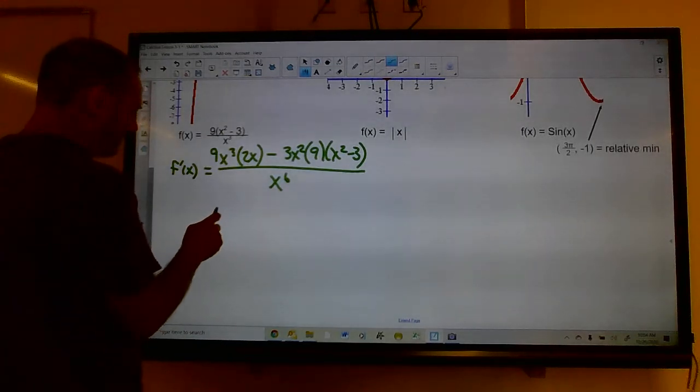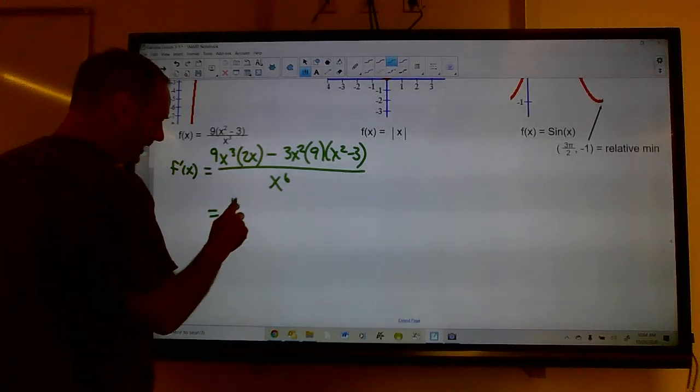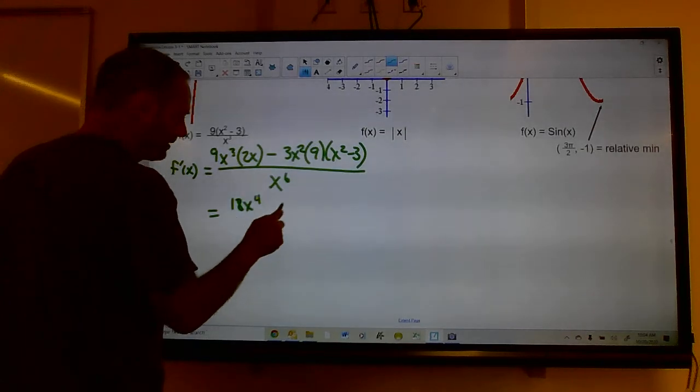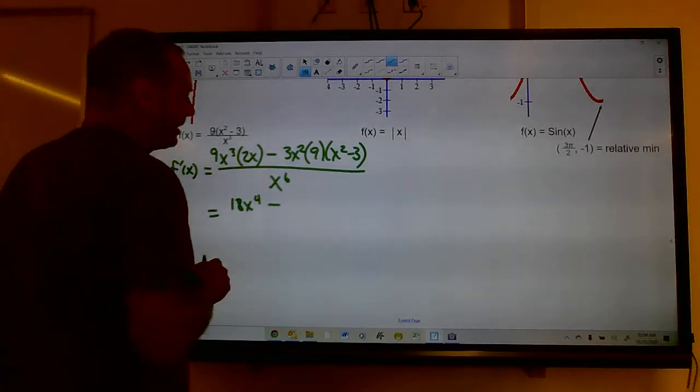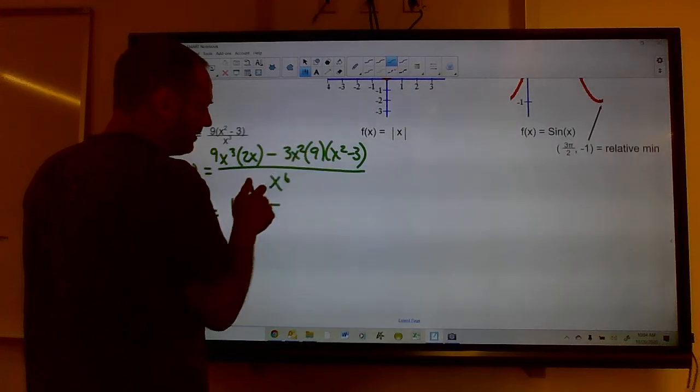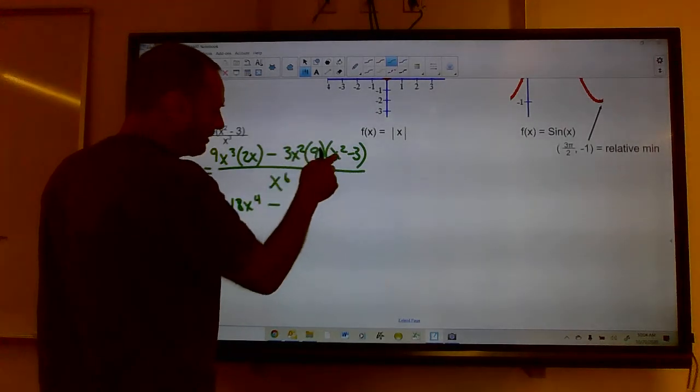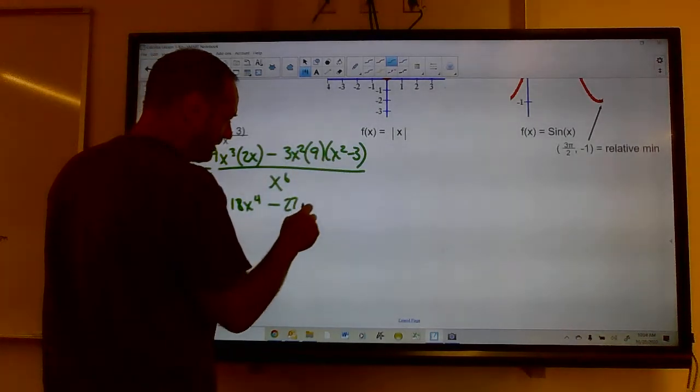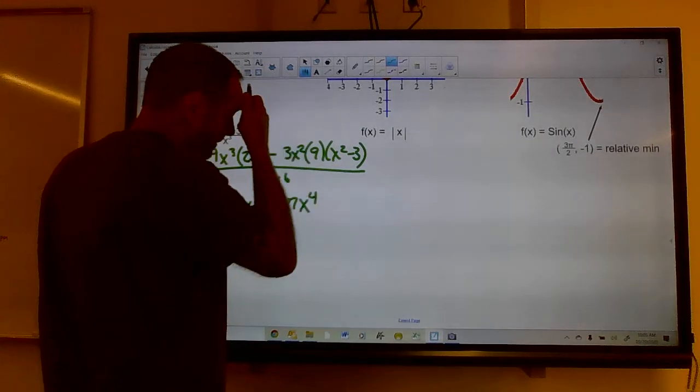And then we can distribute this in here. We get 18x to the 4th. And if we combine, this is 27x squared, and distribute it in here, we get 27x to the fourth.